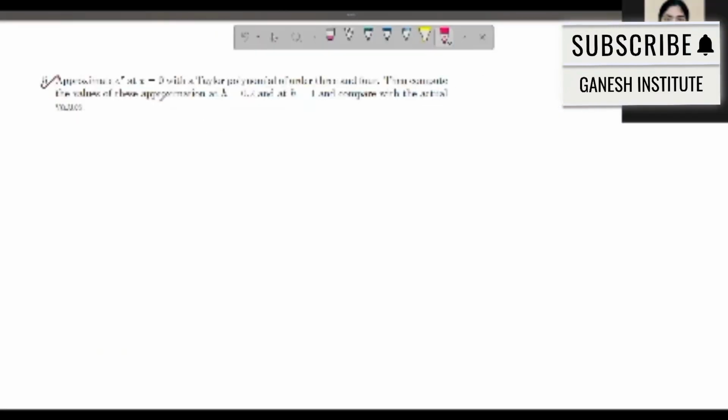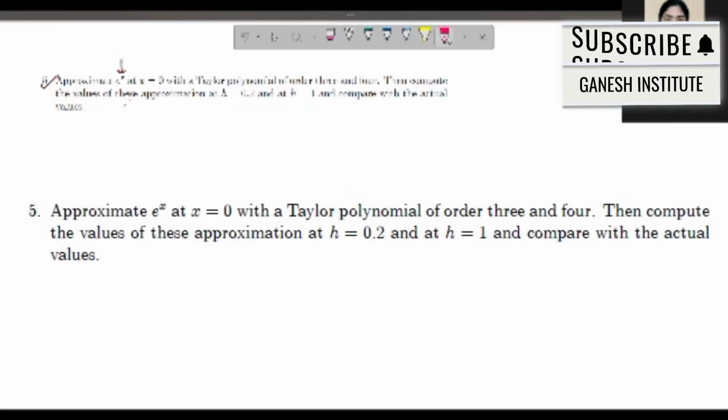Yeah. This is one of the questions given in your question papers. Can you see the screen? Yes, ma'am, I can. Okay. So the question is: approximate e raised to x at x equals 0 with a Taylor polynomial of order 3 and 4, and then compute the values of these approximations. So how will you approach it?